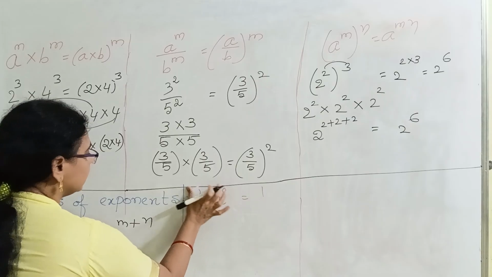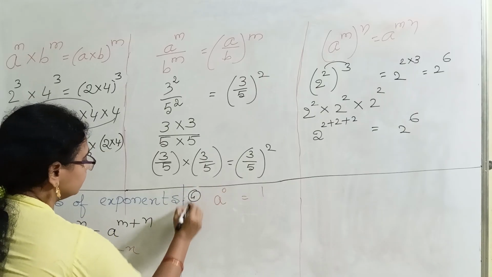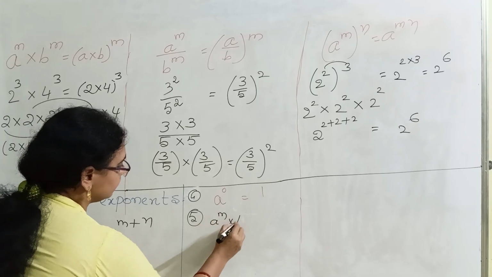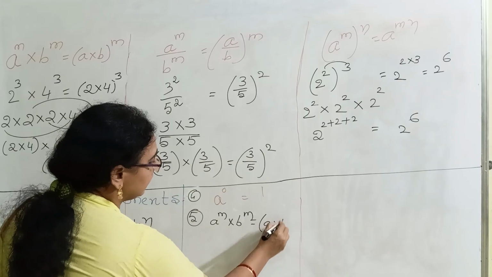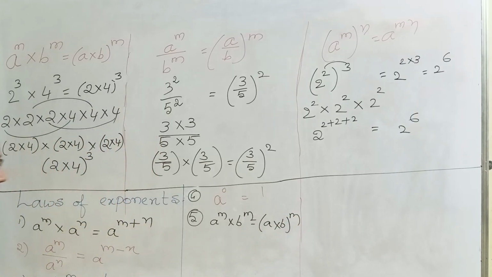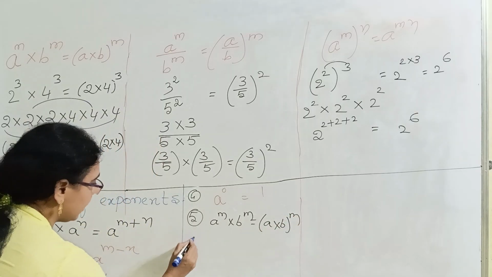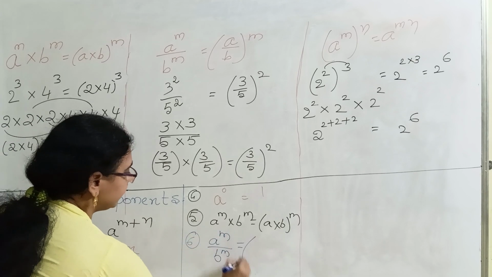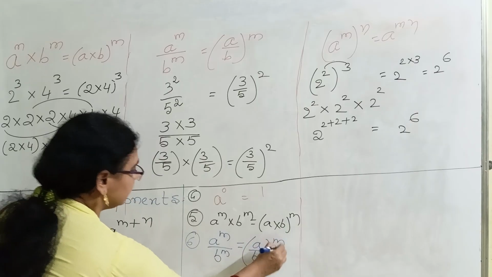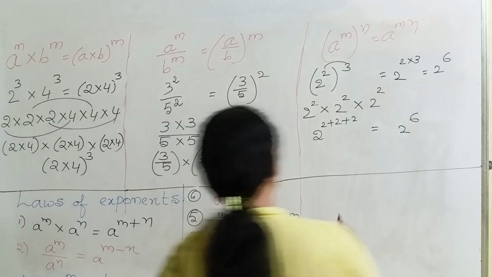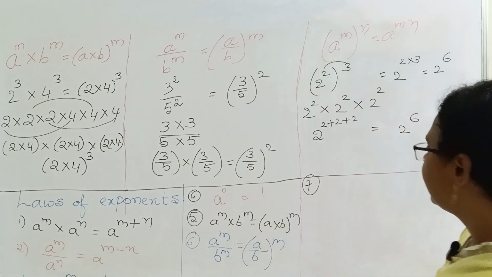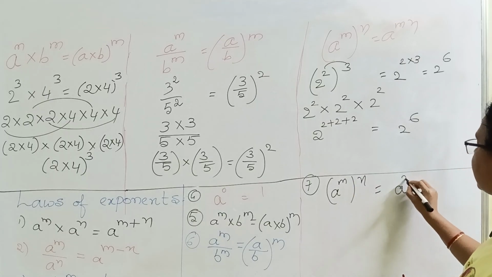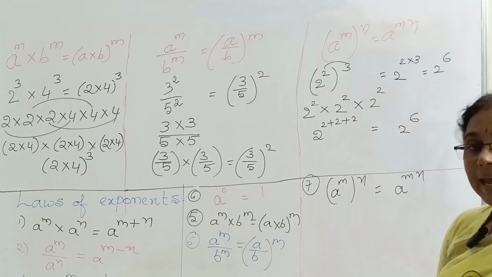Okay, then next one is, if exponents are same, bases are different, collect the bases with same operations. Did you understand? And a power m by b power m. Here exponents are same. Collect the bases with same operation. Okay. And the next, power of power property: a power m whole power n is equal to a power mn.